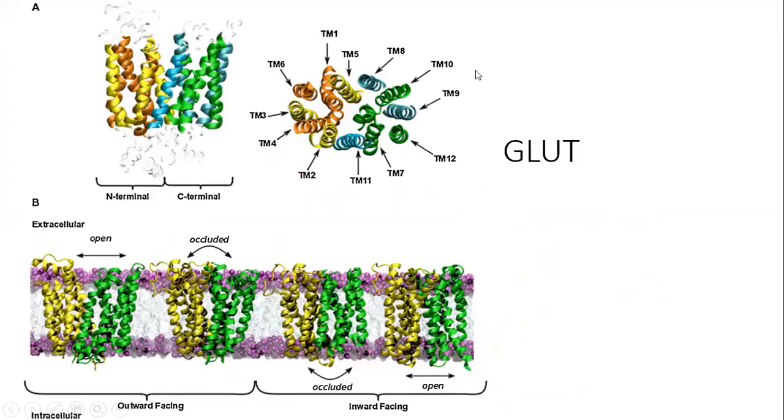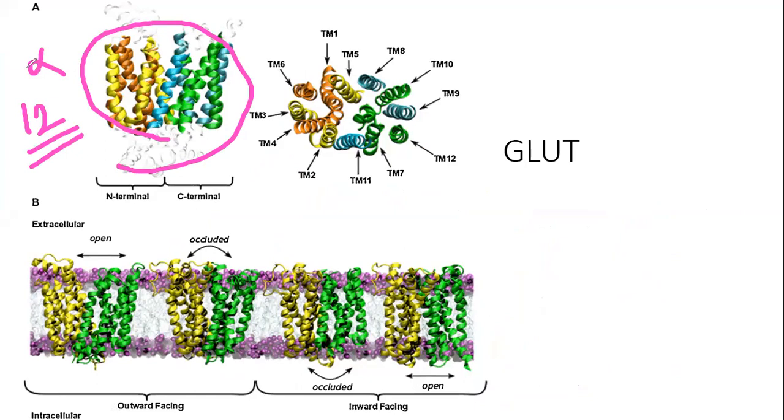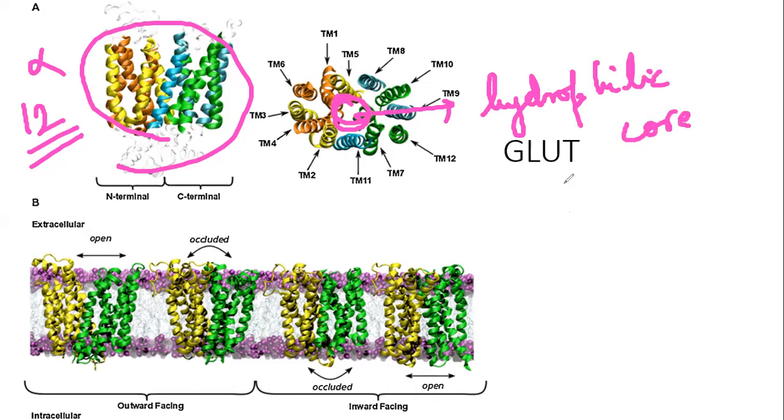I'll just take glucose only because time is running out. So now if you see the structures over here, this is how your 3D structures look. Can you see? How many should be there? 12. Remember I said 12 alpha helix transmembrane spanning regions are there. You can see how beautifully they are arranged. And in the center, you have got the hydrophilic core, to which your glucose goes and binds.